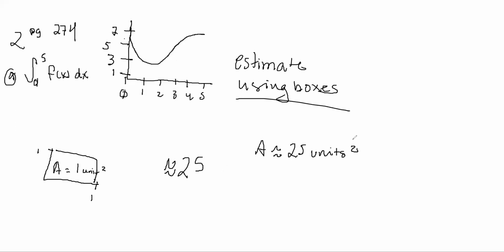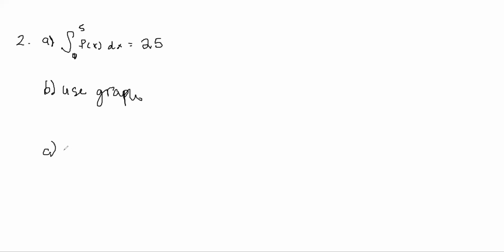Okay, are we cool with how I did that and what the answer is? Yes, no, maybe so. Cool. All right, so this is problem 2, part A: the integral from 0 to 5 of f of x dx is approximately 25. Now we need the average value between x equals 0 and x equals 5 by estimating visually the average height. So for part B, we're going to use the graph. And then for part C, we're going to use algebra.